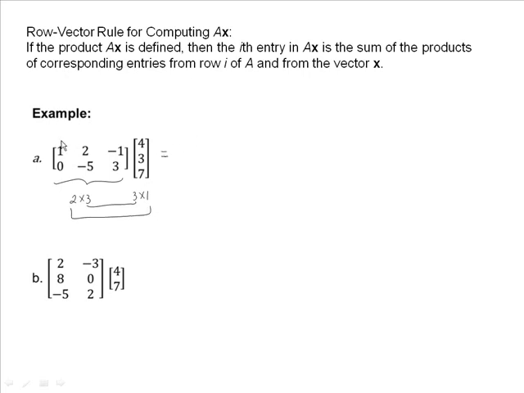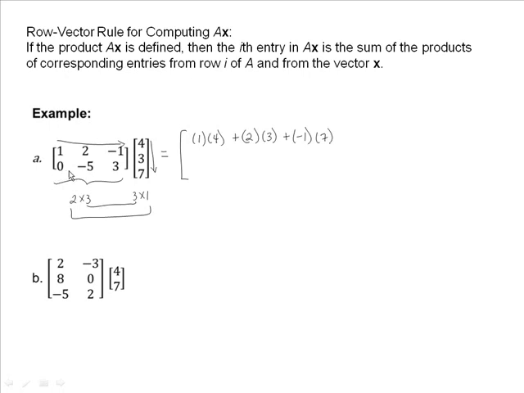And what we're going to do is basically do a dot product, and we're going to go across and down as we multiply entry by entry. So we're going to have 1 times 4 plus, then we move to the next entry in that first row, 2 times the next entry in my vector, which was 3, and then plus my last entry in that row, which is -1, times my last entry in my vector, which was 7.